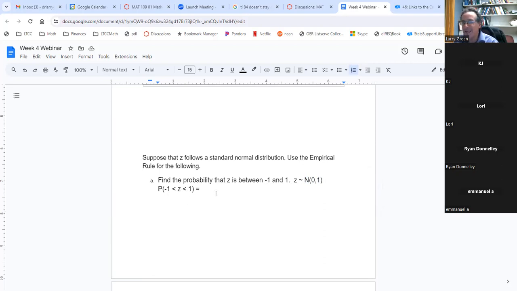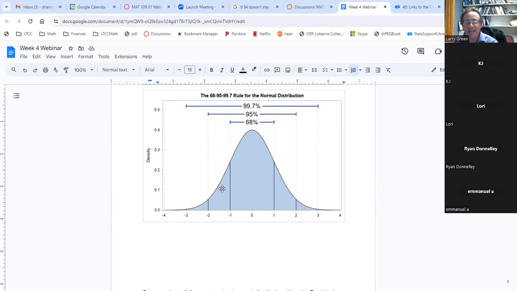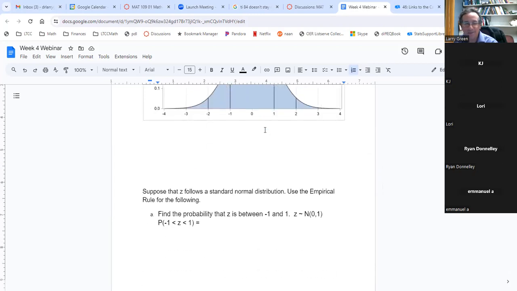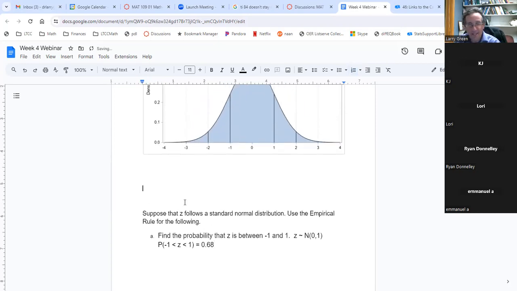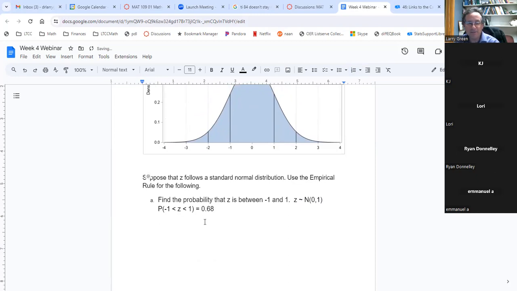And the hint is it's really easy. You don't need any calculator or anything. How do we find the probability Z is between -1 and 1? Yeah, all you do is look at the picture and you say between -1 and 1 is 68%. Turn that into a decimal, and you get 0.68. Do you agree that was really easy? All you have to do is look. Any questions so far?